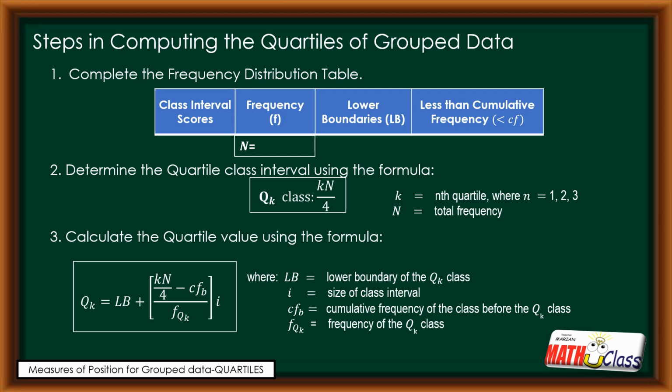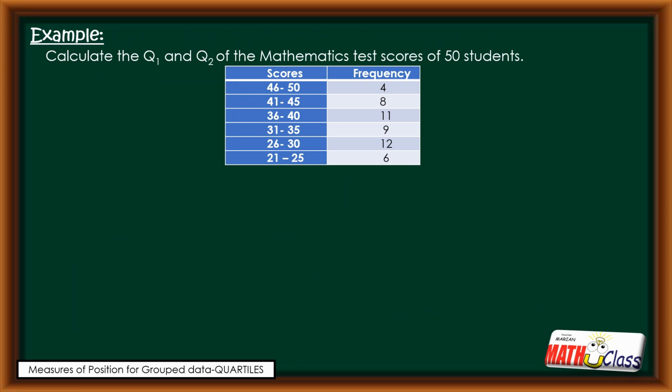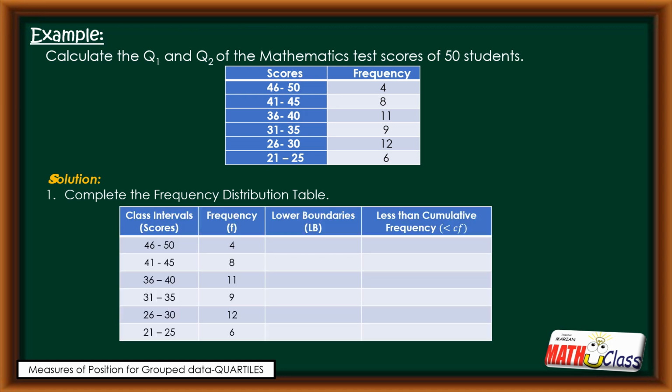So now let us try these steps in this example. Calculate the Q1 and Q3 of the mathematics test scores of 50 students given this frequency table. First step is to complete the table. Since the class intervals and frequency are given in the problem, we only need to fill in the remaining rows in the lower class boundaries and less than cumulative frequency columns.